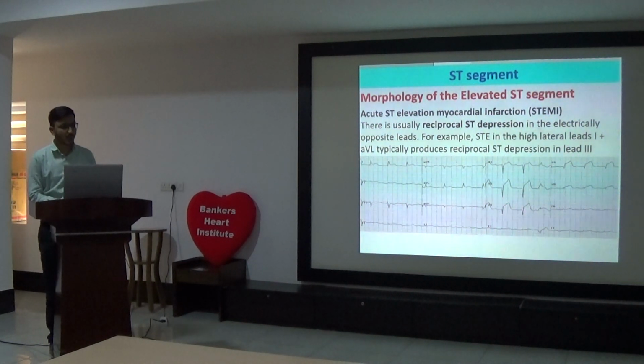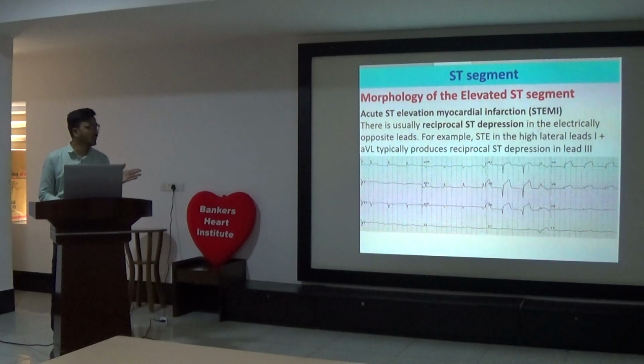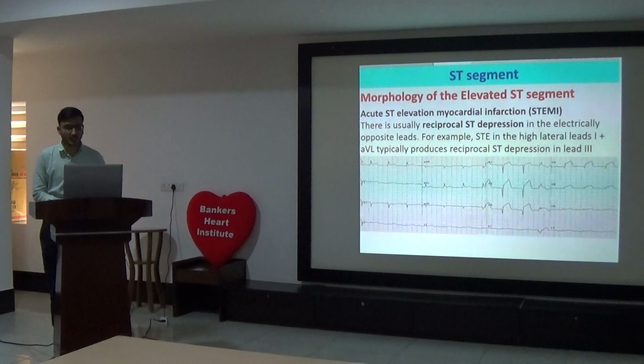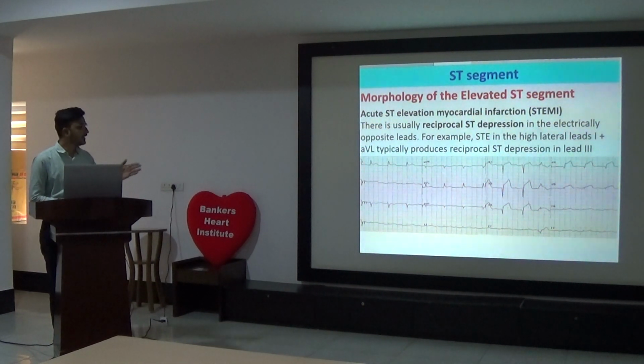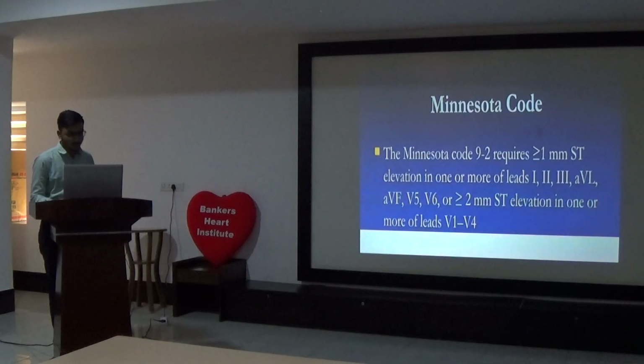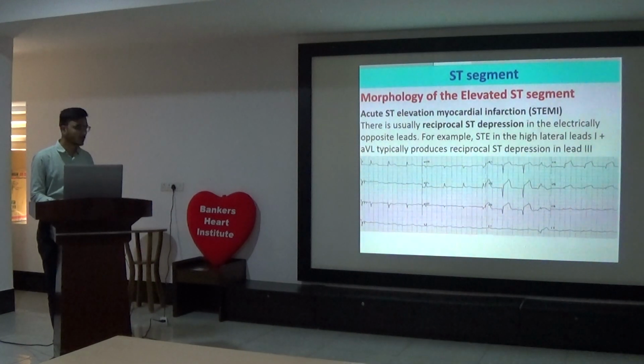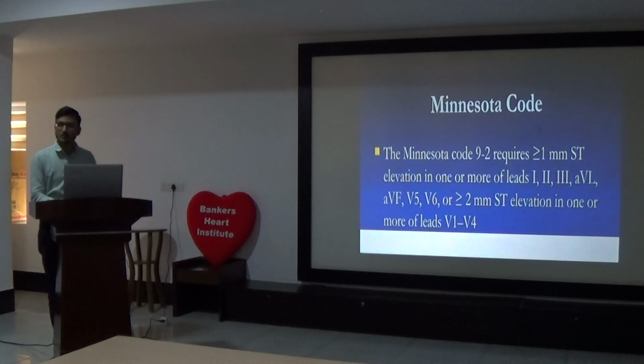So in acute ST elevation myocardial infarction, along with ST segment elevation there will be reciprocal ST depression in the electrically opposite leads. Like ST elevation in high lateral leads will have reciprocal depression in the inferior leads, like in lead 3. So you can see there is elevation in 1, AVL and anterior leads like V1, V2, V3, V4, V5, V6, and along with that there is depression in lead 3. There is just T wave depression, there is no ST depression in the other leads. So these are not classical reciprocal changes.